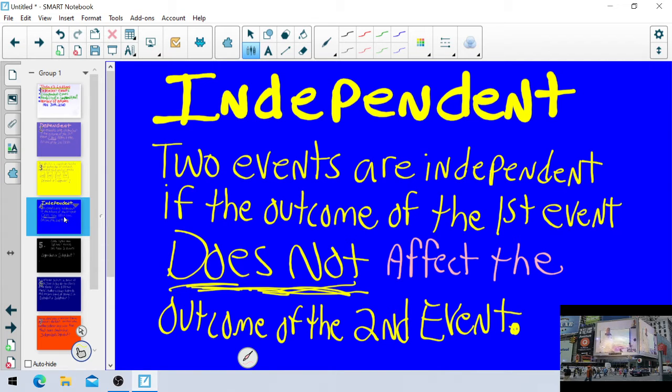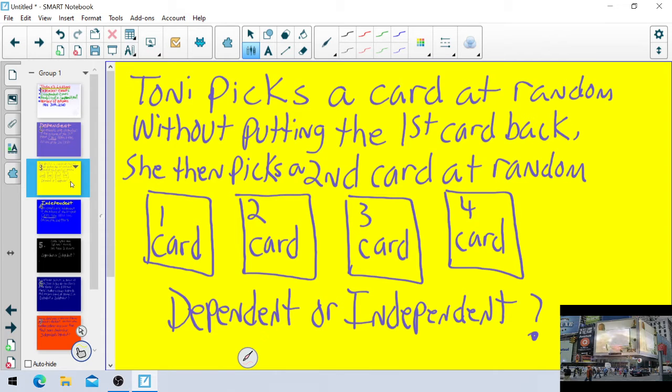Now we're going to do some problems. You guys ready? It's going to be either independent or dependent. Here we go. First one. Tony picks a card at random without putting the first card back. She then picks a second card at random. She didn't put the first card back. Then she picks a second card at random. Dependent or independent? You are going to have to go with dependent.